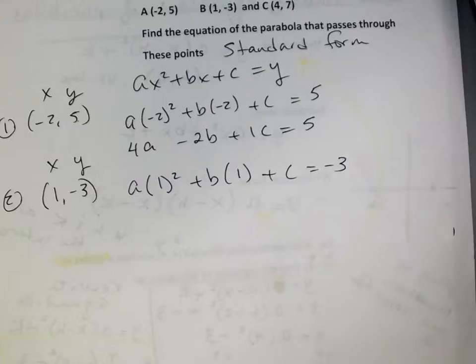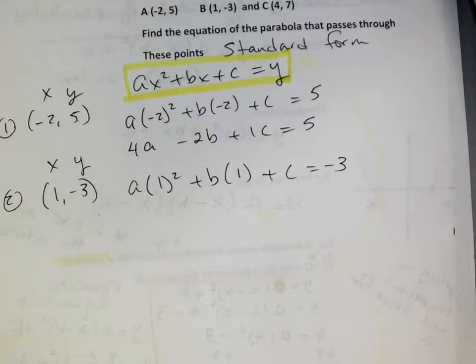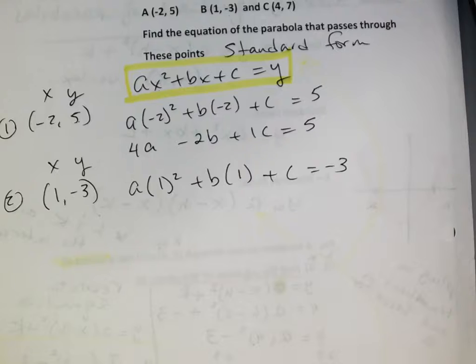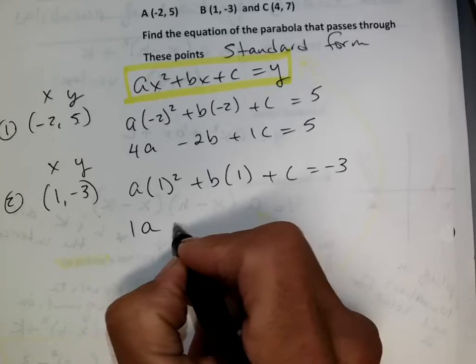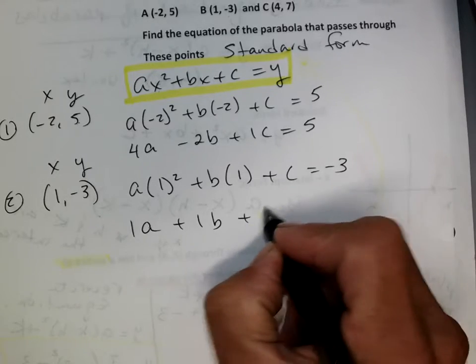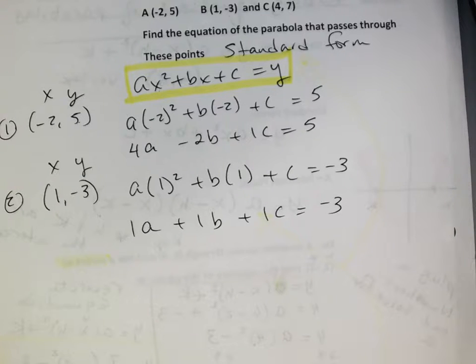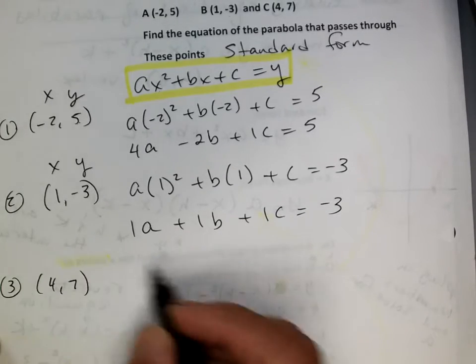So I'm plugging it into, again, my standard form, right? Plugging it right back into that one, okay? Plug my 1 in for my x's, and I plug my negative 3 in for my y, right? Let's tidy it up. That's the same thing as really a 1a plus a 1b plus a 1c equals negative 3, okay? Okay, I got 2 equations. I need a third. And I bet you know where the third equation is coming from, right? Third point, right? So point 3, which is c, we've got my 4, 7.